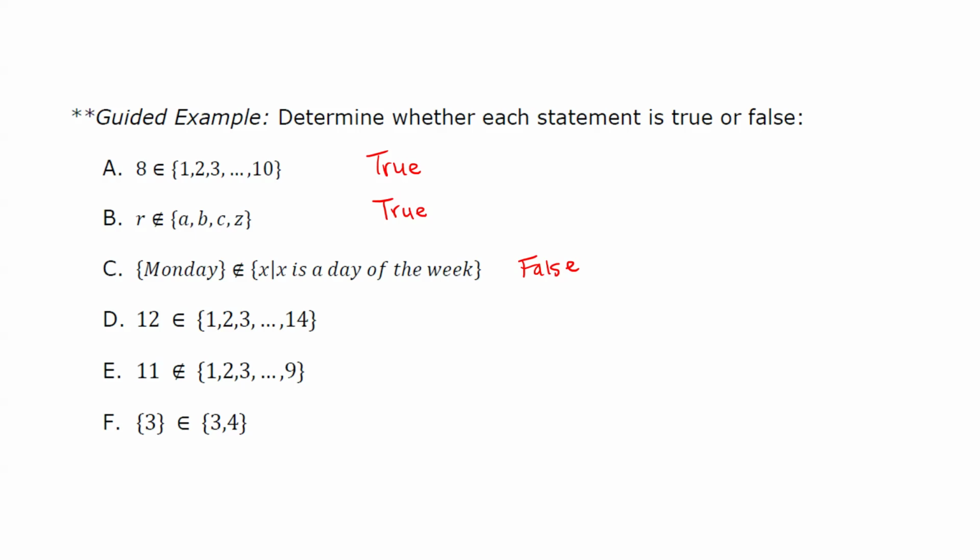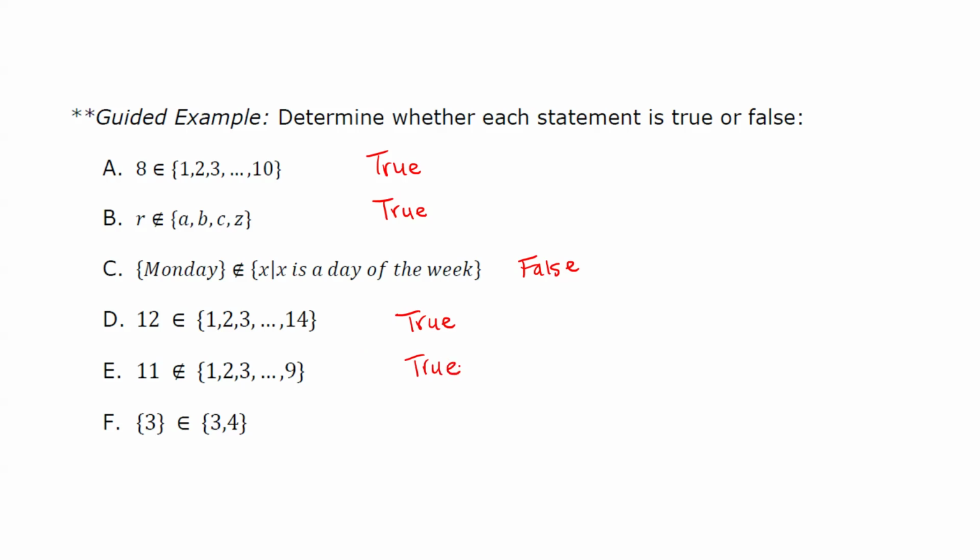12 is not an element of the set 1, 2, 3, dot, dot, dot, 14. So we're continuing on between all the numbers that follow the pattern between 3 and 14. So this is true. 11 is not an element of the set 1, 2, 3, dot, dot, dot, 9. So we end at 9. That means 11 is not contained within that set. So this would be true.